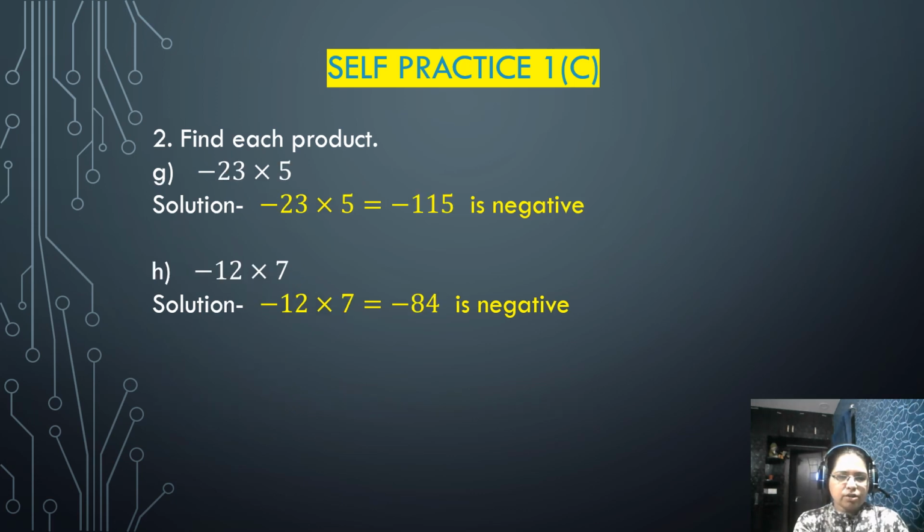G. Minus 23 multiplied by 5. Product of negative and positive we get a negative integer, so minus 23 multiplied by 5 is minus 115, and minus 115 is a negative integer. H. Minus 12 multiplied with 7. Product of negative integer with positive integer we get a negative integer, so minus 12 multiplied by 7 is minus 84. Minus 84 is a negative integer.